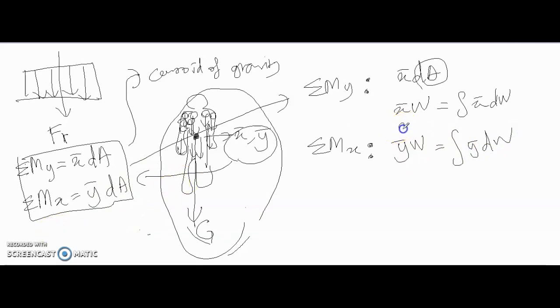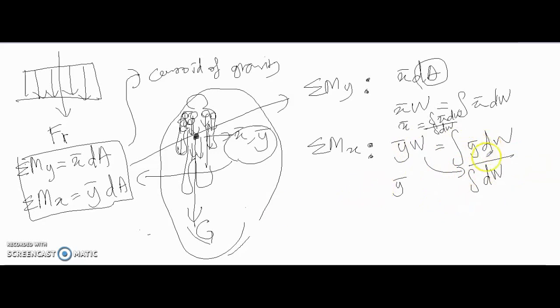So the x bar and the y bar is actually the location of the center of gravity, which is equal to the integral of x bar dW over W. This one is moved to the right side, and then we do the integration, so the W will become the differential of weight.